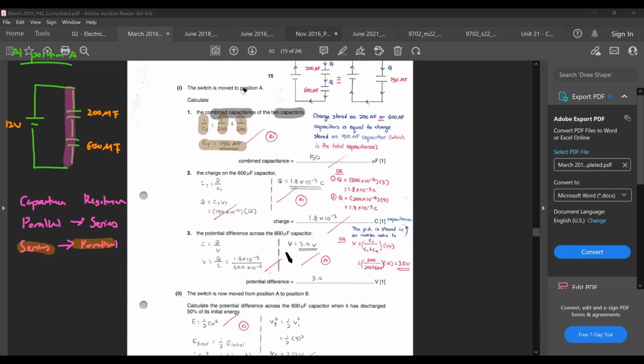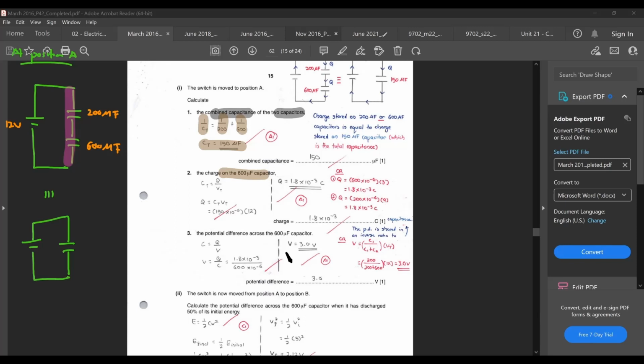Okay, then from there, they want you to find the charge on the 600 microfarad capacitor. So let me just clear this up. So when they ask you to find the charge on the 600 microfarad capacitor, one way in which you can do this is by first simplifying your circuit. So if you have this circuit originally and then you try to simplify it further, it becomes something like this. It can be approximated to just a single capacitor so that your circuit now looks like this.